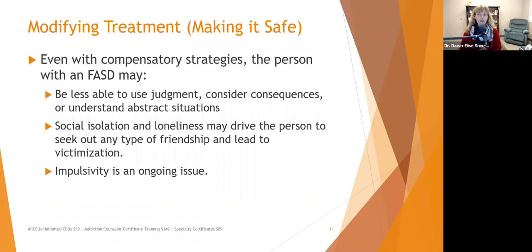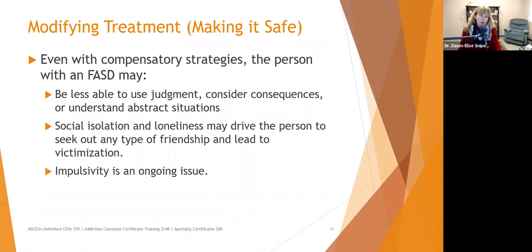Even with compensatory strategies, the person with an FASD may be less able to use judgment, consider consequences, or understand abstract situations. So they're a lot more gullible in social situations. Social isolation and loneliness may drive the person to seek out any type of friendship, which can lead to victimization if they don't feel like they belong.